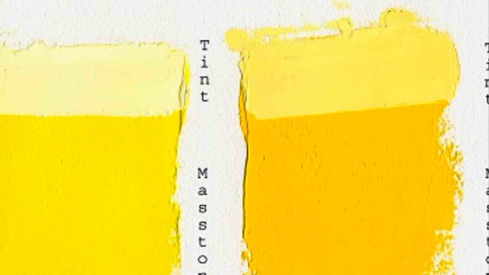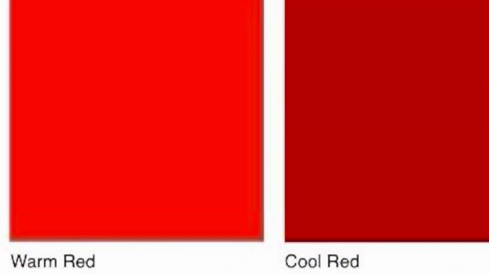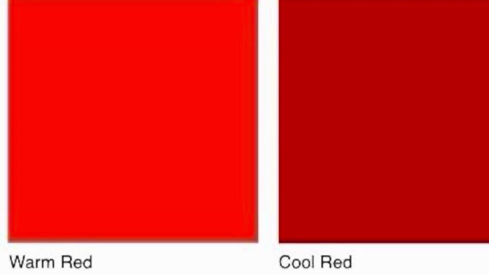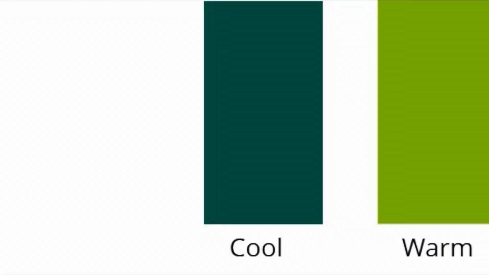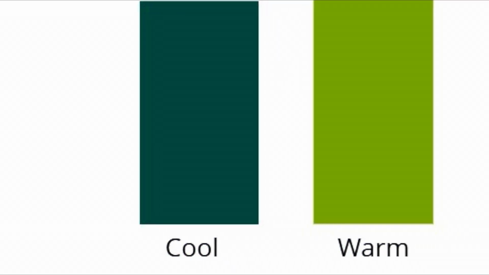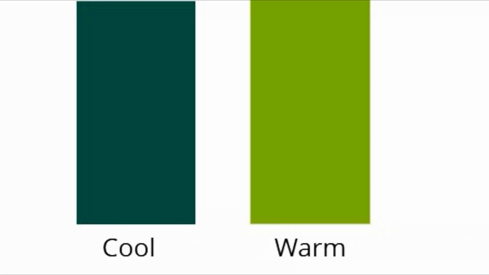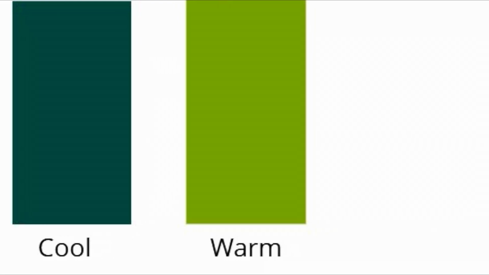Lemon yellow is considered a cool yellow, cadmium yellow a warm one. Cadmium red is considered a warm red, crimson a cool red. Cerulean blue is considered a cool blue, ultramarine blue a warm one. Viridian green is considered a cool green, sap green a warm green.